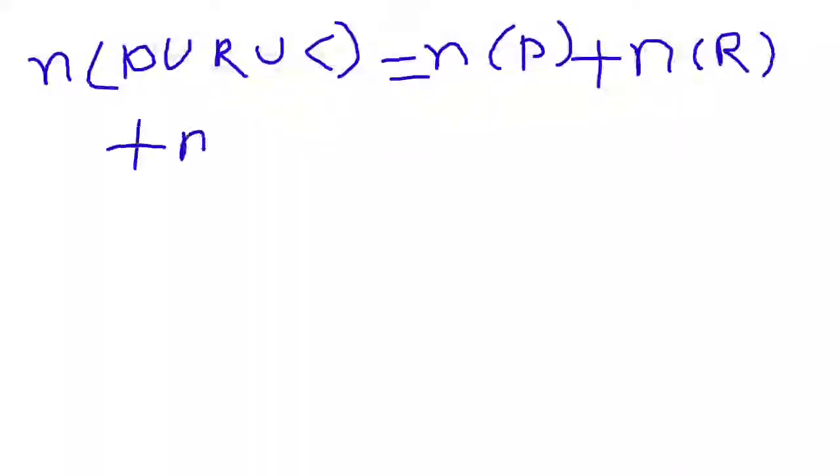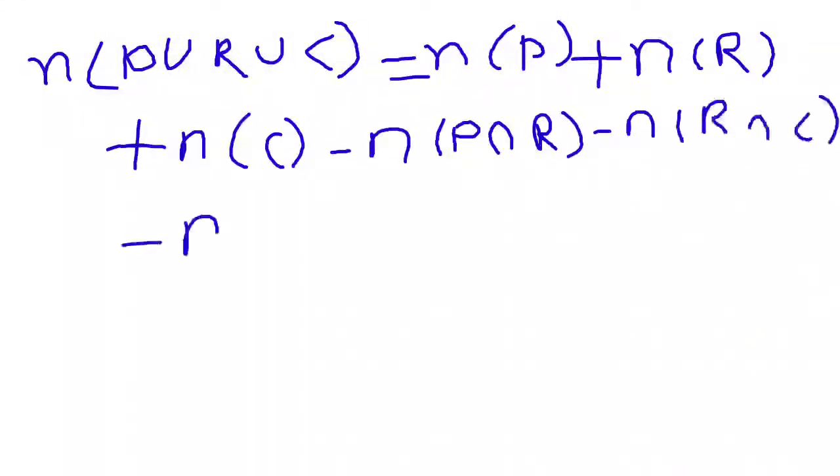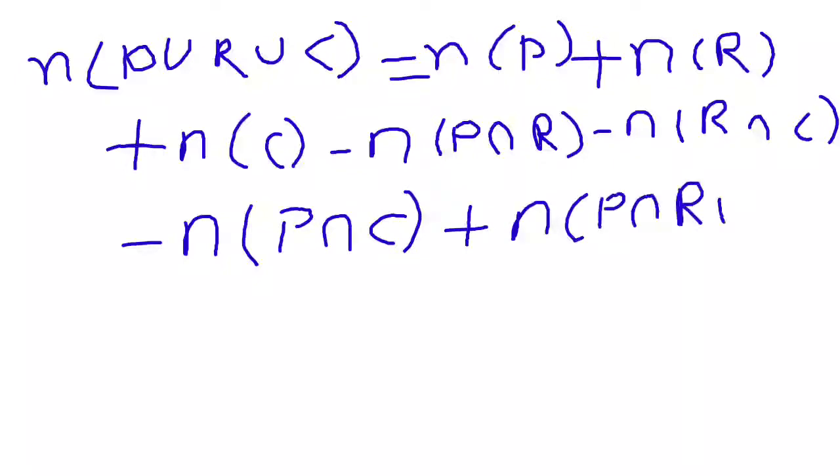Now using the formula we are going to find N of P intersection R intersection C. For that, the formula is N of P union R union C is equal to N of P plus N of R plus N of C minus N of P intersection R minus N of R intersection C minus N of P intersection C plus N of P intersection R intersection C.